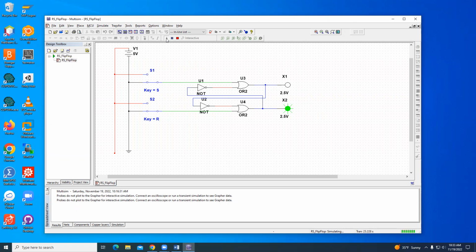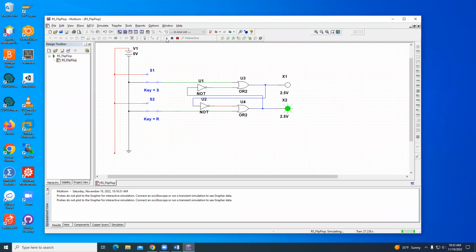Okay, so that's the normal functioning. If S is high, then we are setting. If R is high, then we are resetting. And if they're both low, we are remembering where we were in the past. Now, the two outputs are supposed to be in the opposite state.